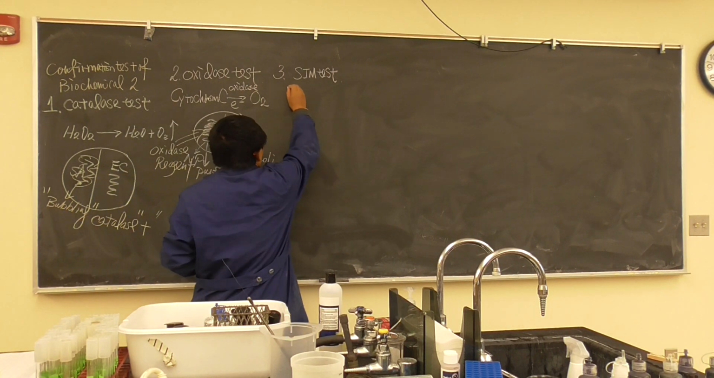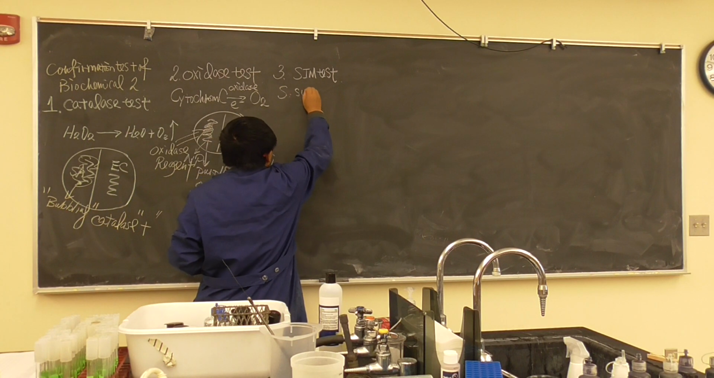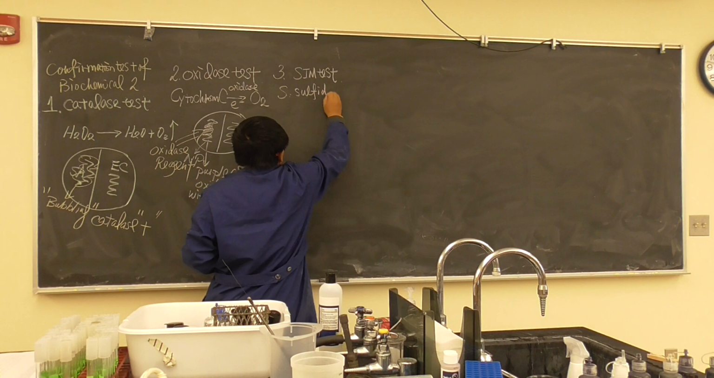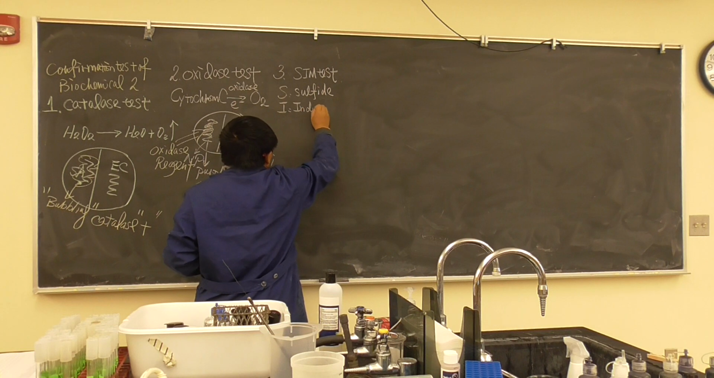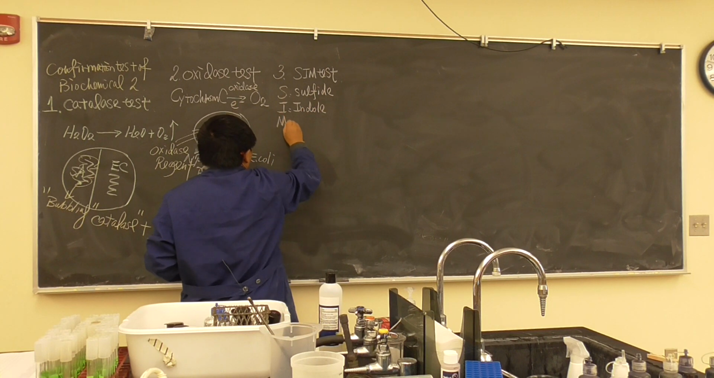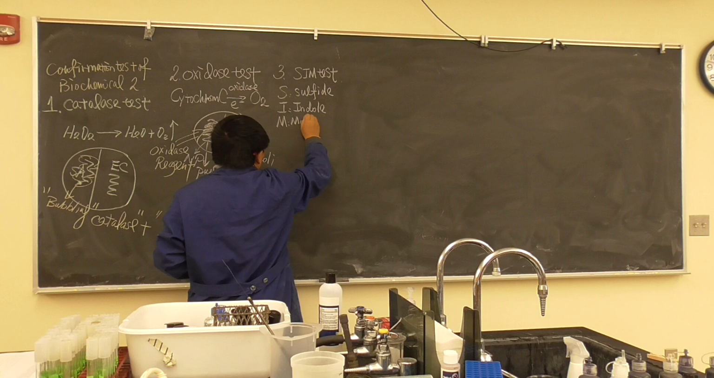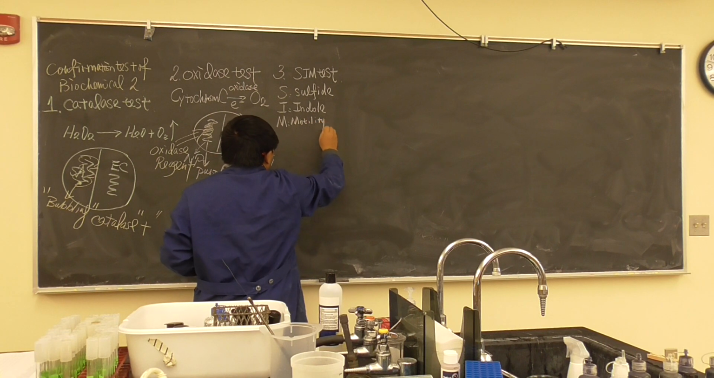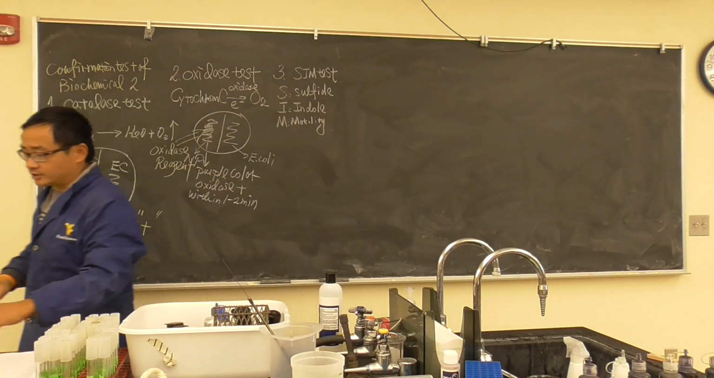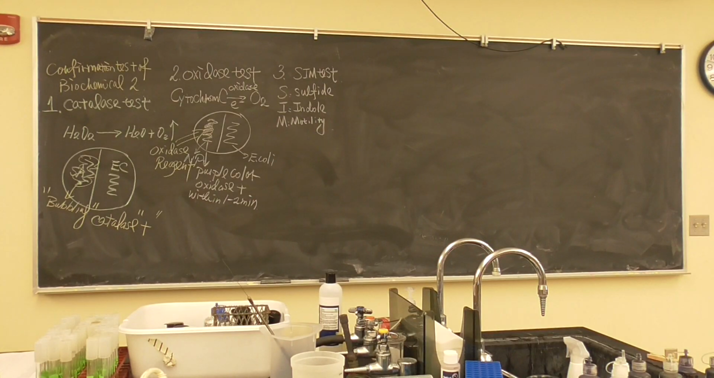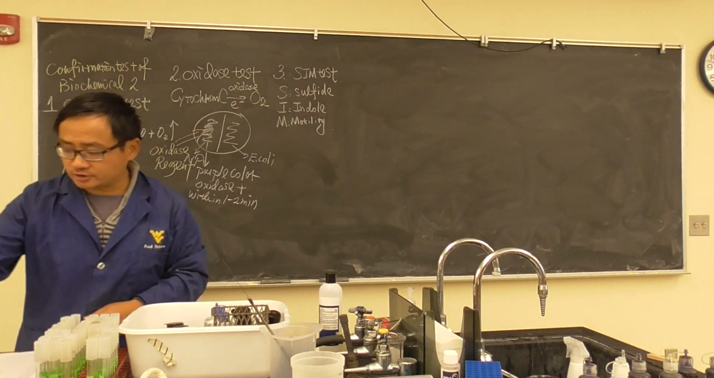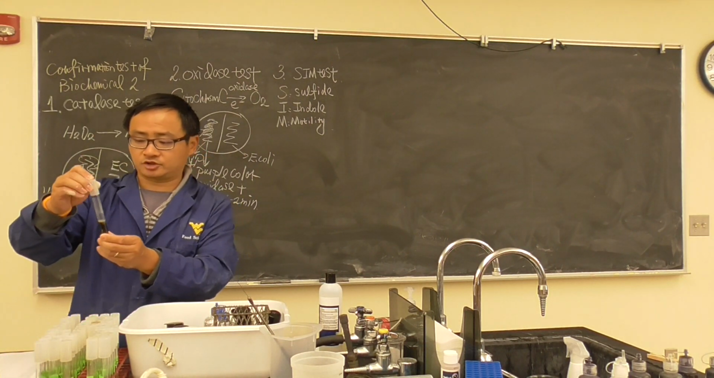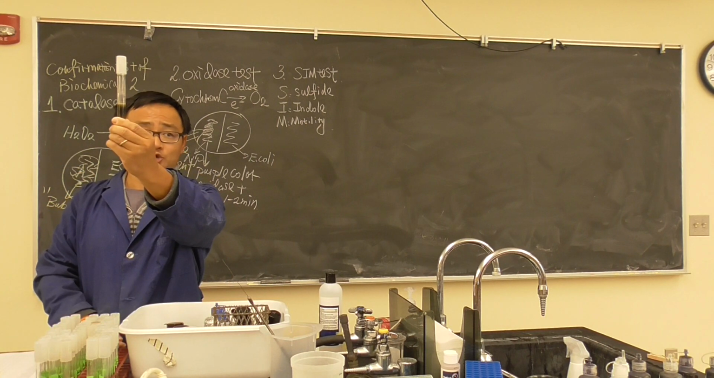Okay, so let's go through these one by one. S is sulfide. I is indole. M is motility. I still have some leftover sample here, so let's talk about all of these. Everybody look at this sample. I'd say this is Citrobacter. What do you think?